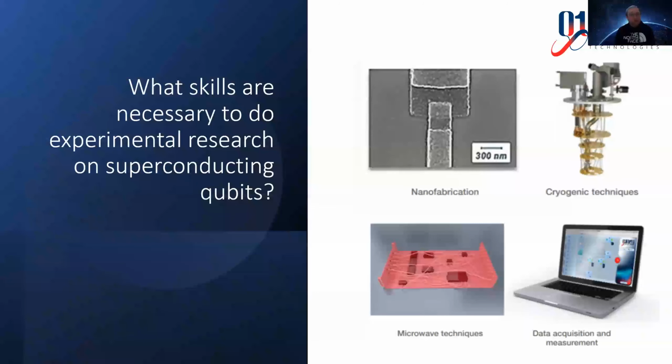This slide is more for the people who are interested in doing research on experimental aspects of semiconductor qubits, such as spin qubits or superconducting qubits. When you're working on superconducting quantum computers or even spin qubits, there are four areas that we need to master. These are shown in this slide and include nanofabrication, cryogenic techniques, microwave techniques, and data acquisition and measurement. I'll explain a little bit about nanofabrication.